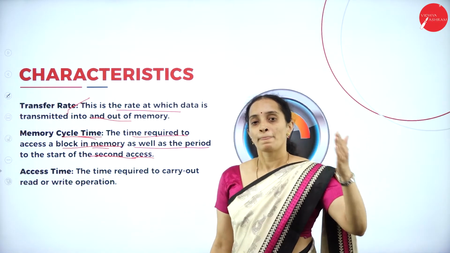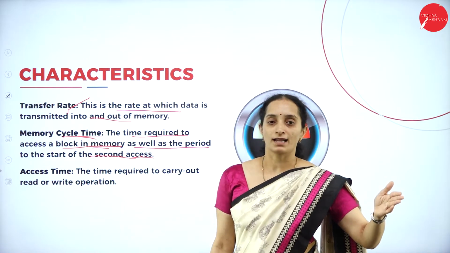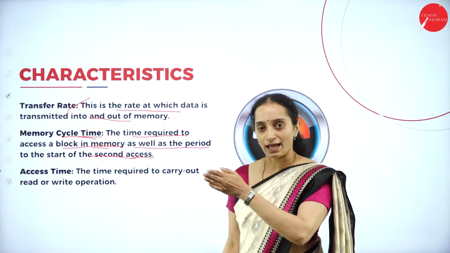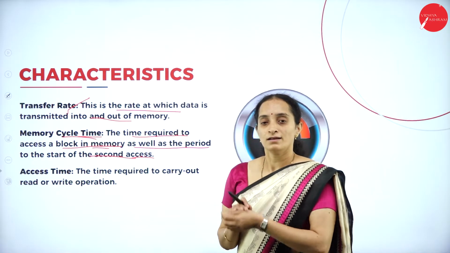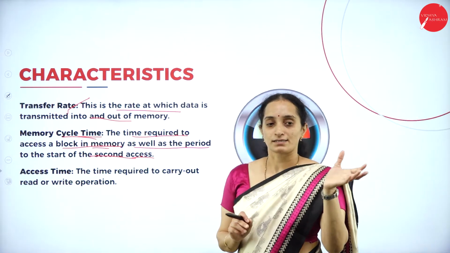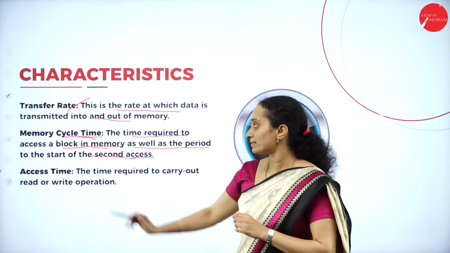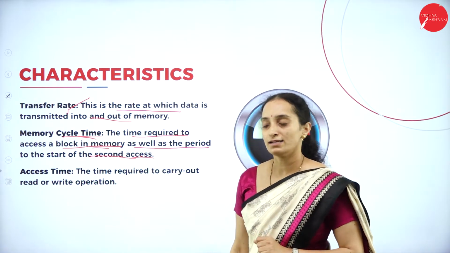From the time the CPU has started accessing the memory and the time until it has accessed and stopped its accessing, and the next time it is accessed, that time gap is called the memory cycle time.